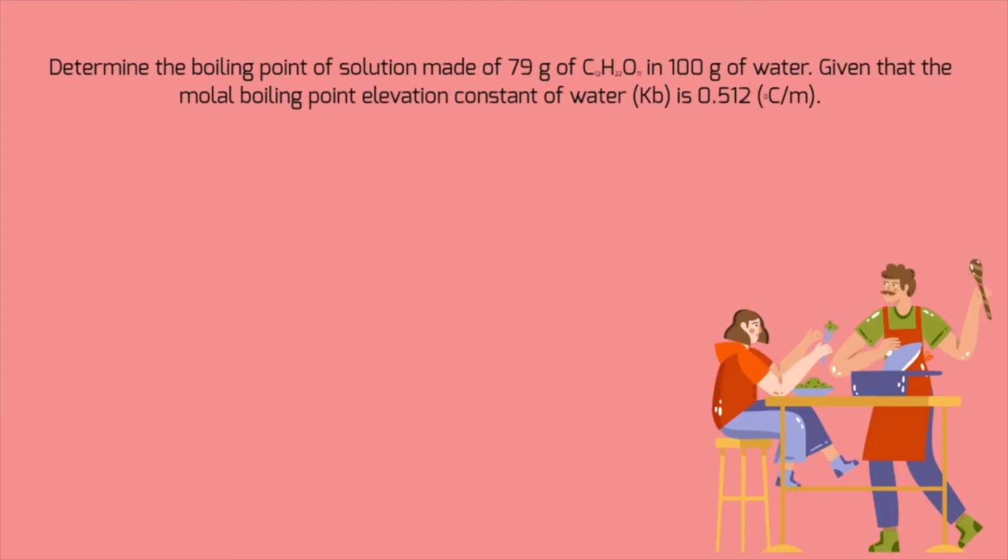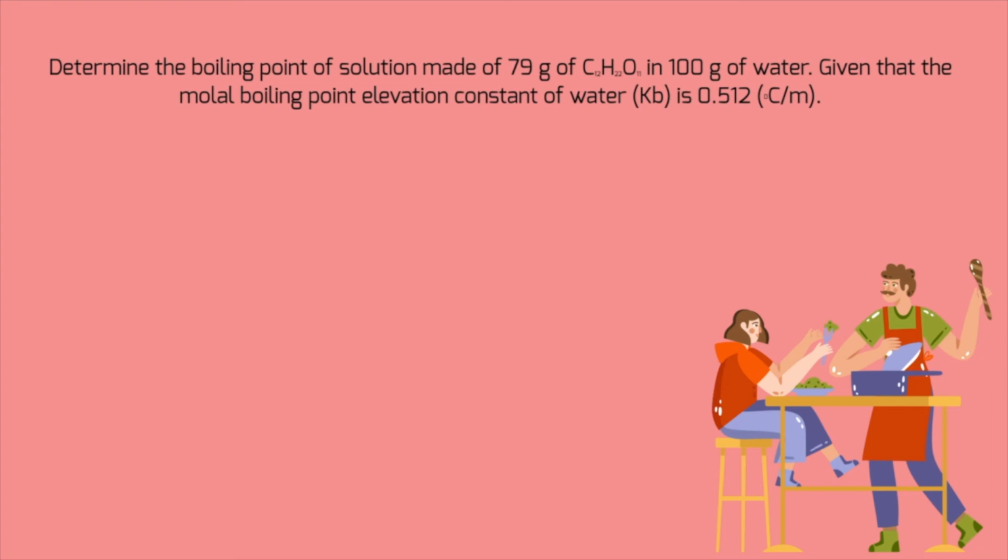So we are now at the final question for quiz 3. Determine the boiling point of a solution made of 79 grams of C12H22O11 in 100 grams of water, given that the molal boiling point elevation constant of water, which is the Kb, is equivalent to 0.512 degrees Celsius per molal. This question is almost identical to the previous one, but this one is a little bit more challenging. You need another step to calculate your delta T.